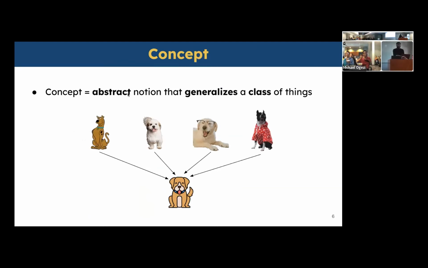So what is a concept? This is something that most of us will know already, but it's just a formality. A concept is just an abstract notion that generalizes a class of something. You can see Scooby-Doo, a dog in glasses, and a dog in a Louis Vuitton top. When we see all these images, something similar is elicited in our brains, and that is the concept of a dog. The concept is anything that represents something.